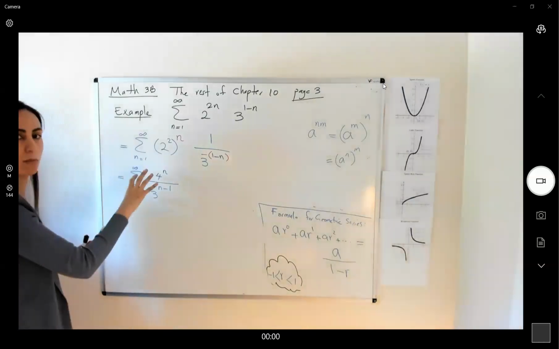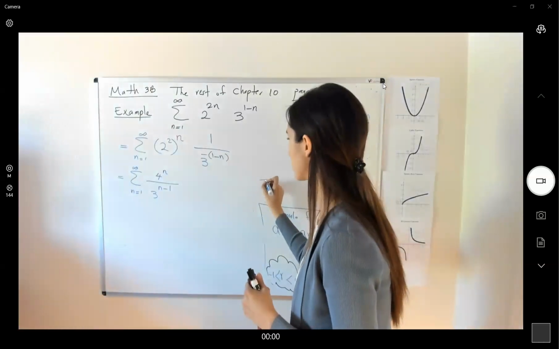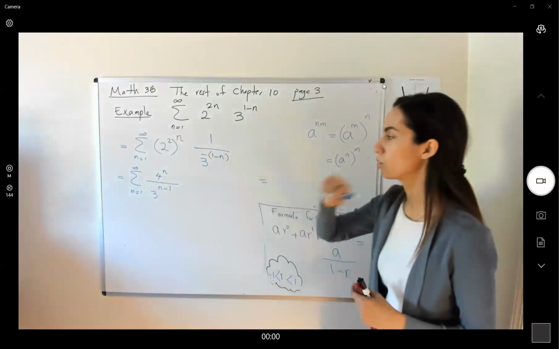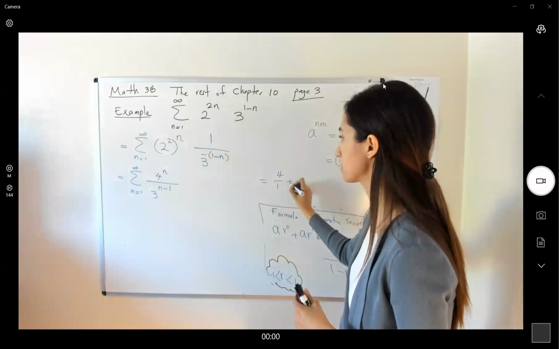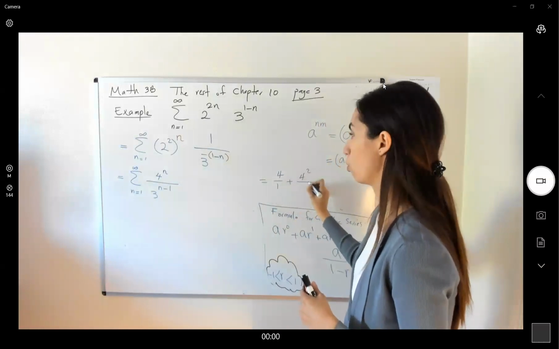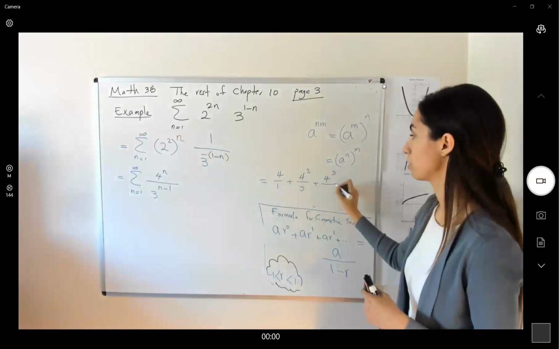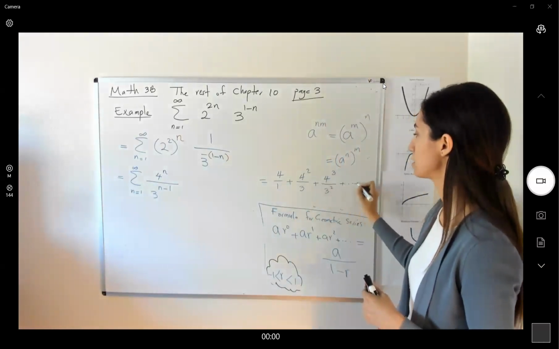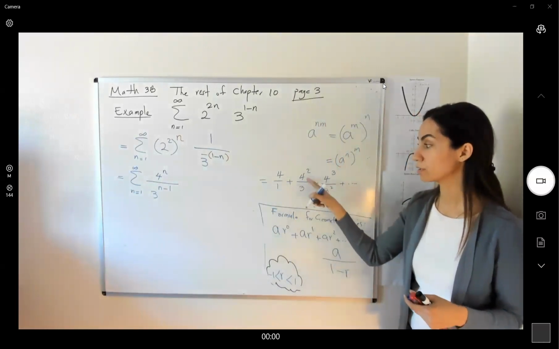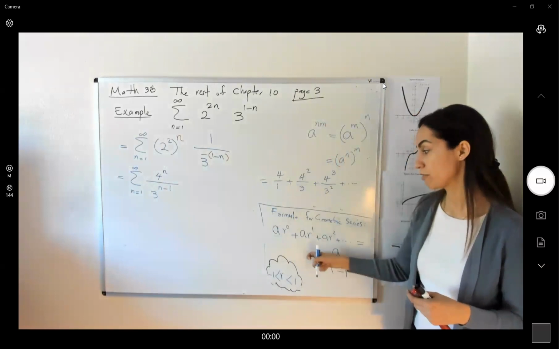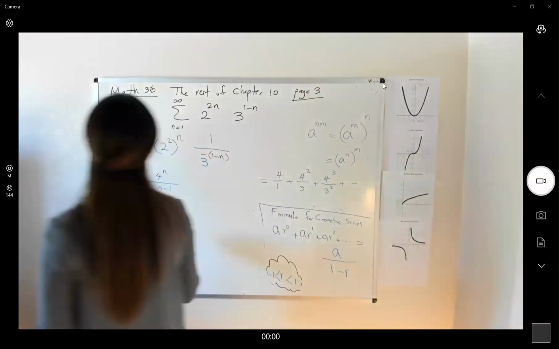If you list some of the terms of this series, it is going to be like this. If n is equal to 1, you get 4 over 1 plus 4 squared over 3 plus 4 to the third over 3 squared plus the rest of them. As you can see, the numerator and the denominator don't have the same exponent. So we cannot use this formula yet. We need to make some more changes.